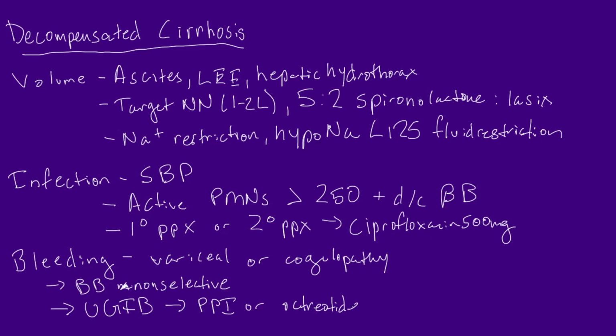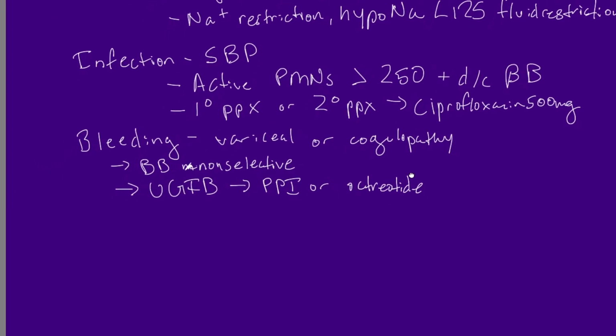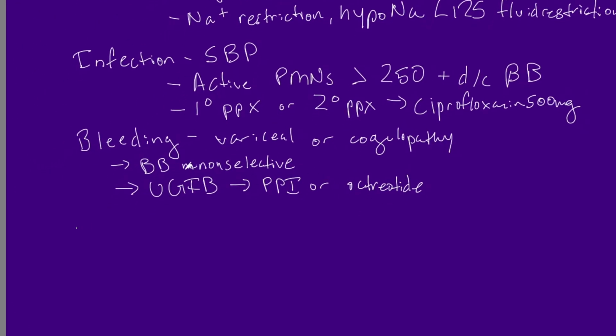Okay. So that is B, bleeding. You talk about any past bleeding, variceals, or any coagulopathy that they have. And then if they have an upper GI bleed, PPI or octreotide. Next is encephalopathy, right? So this will happen in a lot of patients who have liver disease, right?